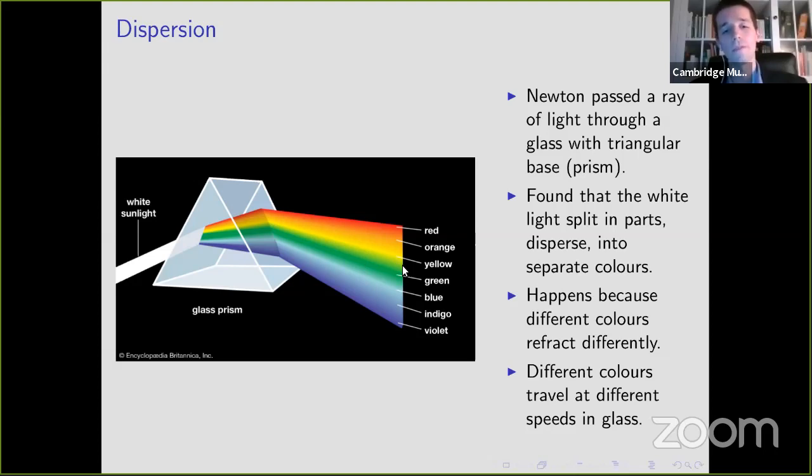Now Herschel, the astronomer Herschel, would later put a thermometer beyond this red light, and he would find that the thermometer got warmer. So he discovered another kind of invisible light, infrared radiation.